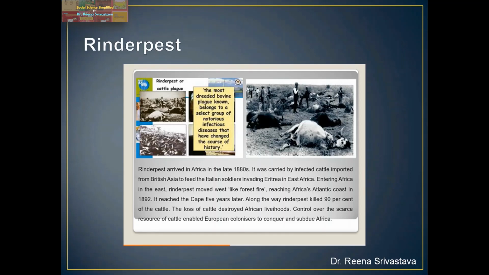Rinderpest is a cattle plague, and when it spread in the African cattle, around 90% of the African cattle died. So the loss of cattle was a sort of loss of livelihood for Africans. And now these people, especially these tribals, these local people in Africa, were forced to work for Europeans as laborers. So whenever we talk about the expansion of colonialism, expansion of trade, and how it led to creating a global economy, it did affect the people in different continents in a negative way also.